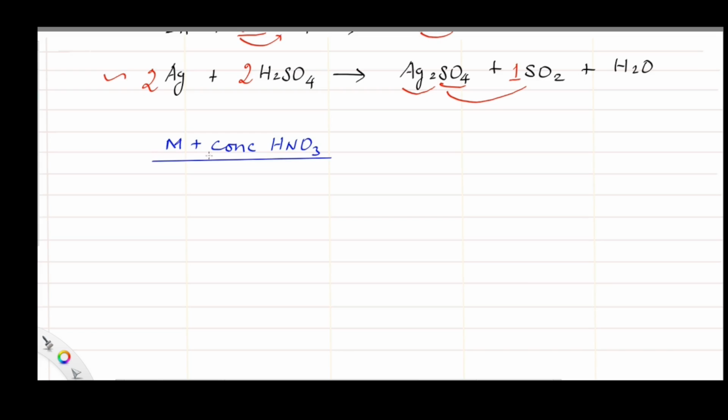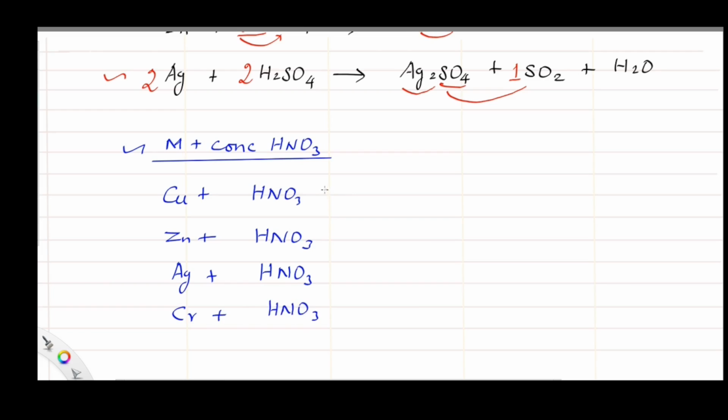Moving on to metals reacting with concentrated nitric acid, we take some examples. Copper reacts with concentrated nitric acid, and zinc reacts with concentrated nitric acid, and silver reacts with concentrated nitric acid, and also chromium reacts with concentrated nitric acid.